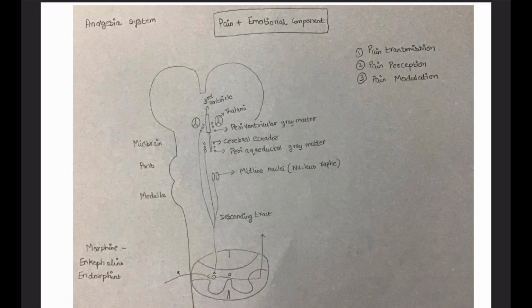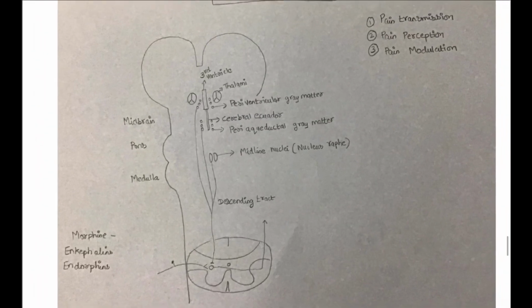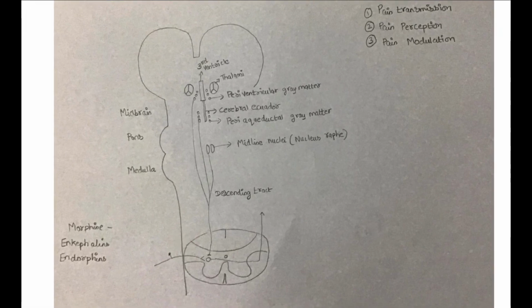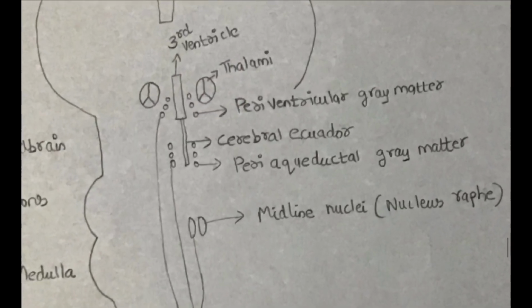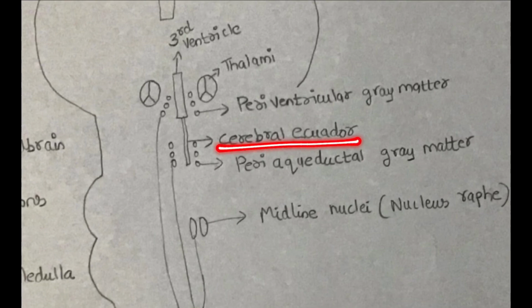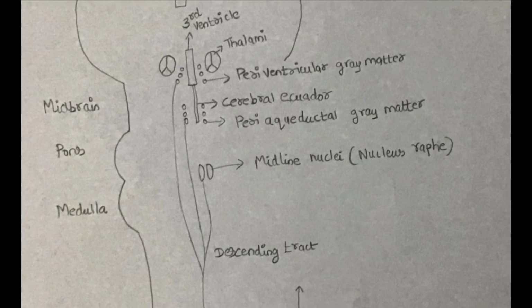So what happens here is, in the brain, if you have read the neuroanatomy chapter, you will know that there are structures such as the third ventricle between the thalami, and with the continuation of the third ventricle, below it you have the cerebral aqueduct. On both sides below the third ventricle you have periventricular gray matter, which is the cell bodies of the neurons, and on both sides of the cerebral aqueduct you have periaqueductal gray matter, and below you have midline nuclei, that is the nucleus raphe.